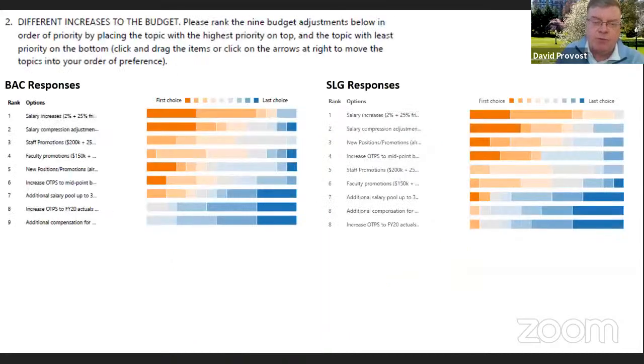So we then asked the same questions to the Budget Advisory Committee. And as Lori indicated, this is in a comparison form of how they were ranked. So salary increases of the 2% was the number 1 ranking from the Budget Advisory Committee, faculty, staff, and students. Salary compression was number 2. Staff promotions were number 3. SLG favored slightly higher new positions and promotions that were promised previously and so forth. But again, both groups are saying turn the spigot on OTPS at a slower rate. So what does that mean? That means as the finance team and the budget office, we work with SLG, we are focusing on FY22 based on these priorities that have come from the community.